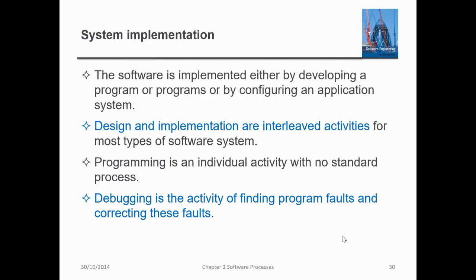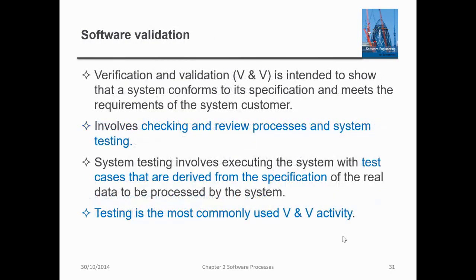Testing is the act of exercising the program, where debugging is finding those faults and fixing those faults. So that part fits under the system implementation. Okay, so then our next step is our software validation. Software validation generally includes V&V, verification and validation. It's intended to show that the system conforms to the specification and meets the requirements of the system.